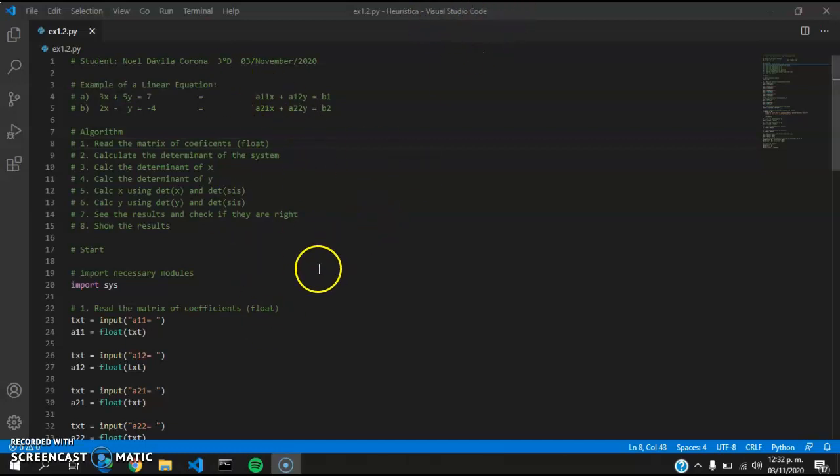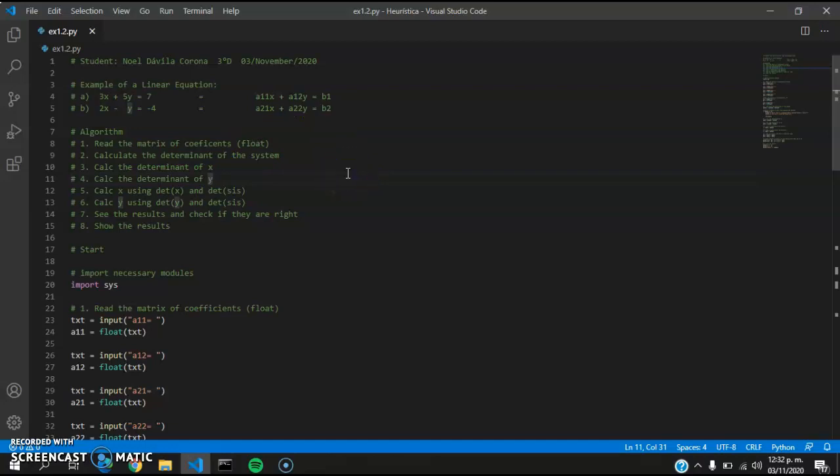VSCode, which allows me to solve a system of linear equations 2 times 2. This is the example that we're going to solve today, and this is the formula for this example: 3x equals a11x, 5y equals a12y, and all that.